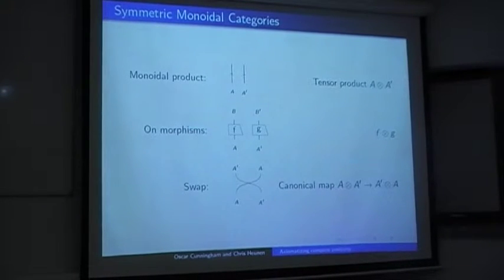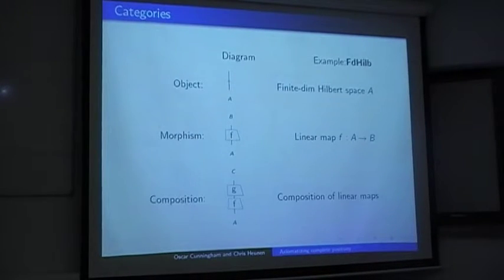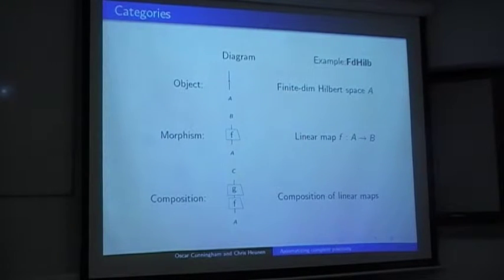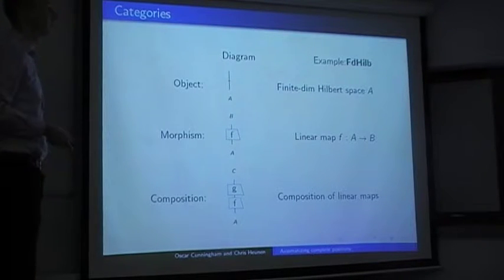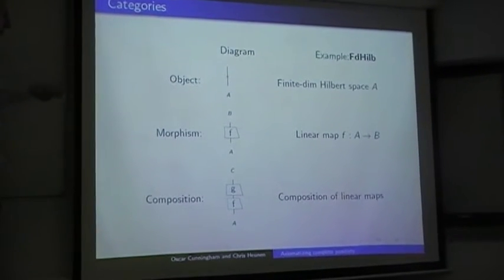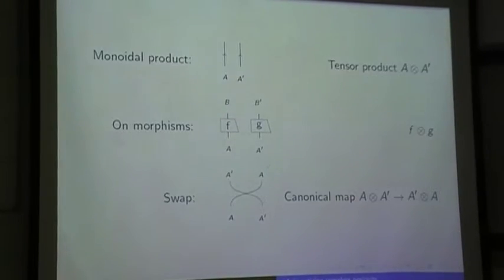So yeah, I've got some slides which say what it means to be symmetric monoidal and compact and dagger. I think we've seen most of this already. I'll just go with the example of finite dimensional Hilbert spaces. So the objects are Hilbert spaces, the morphisms are linear maps, and you can compose them. And then the tensor product is the monoidal product. And you can extend this to morphisms, and that's just doing two processes in parallel. And there's a canonical map which swaps two systems over.